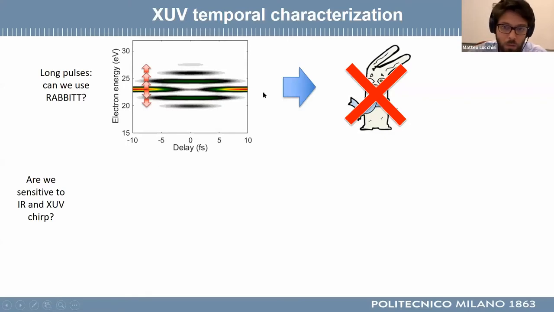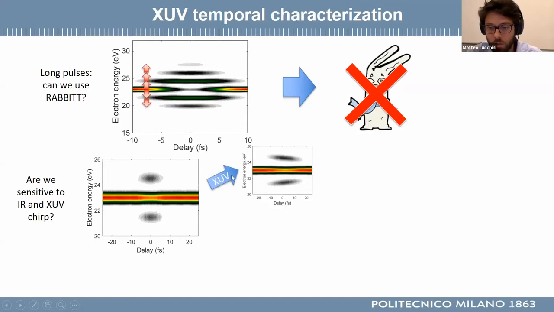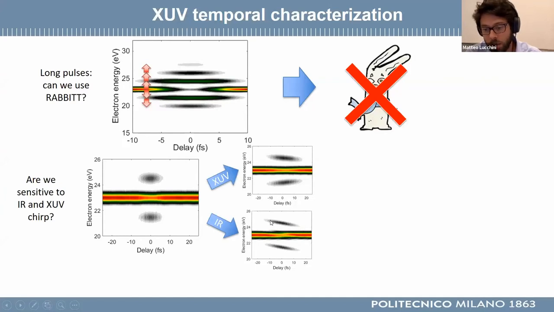Actually, one could wonder, with this kind of spectrogram, are we still sensitive to the chirp of the XUV and IR pulses? Because now we are using very long pulses. Well, it turns out, yes. If you start from no chirp and you see the effect of the XUV chirp, for example, you realize that the XUV chirp is elongating the sidebands in delay, of course, and also giving a tilt in energy, and they assume a funnel shape. If you put the chirp on the IR, then you also elongate the sidebands and you give a tilt which is symmetric actually. They are parallel in energy.